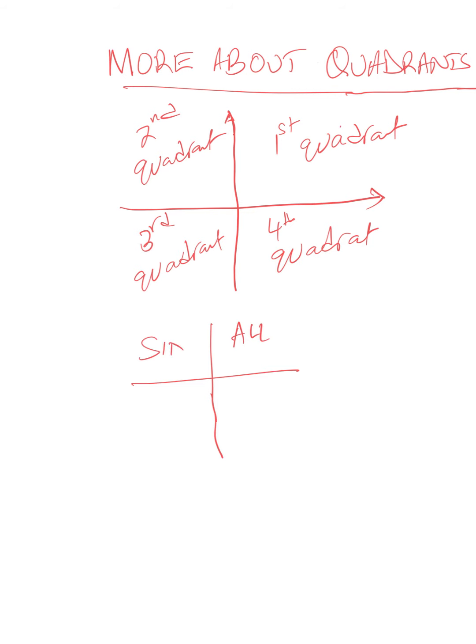In the second quadrant, it is sine that was positive. Then this is tangent and cosine. So all this was discussed last time.